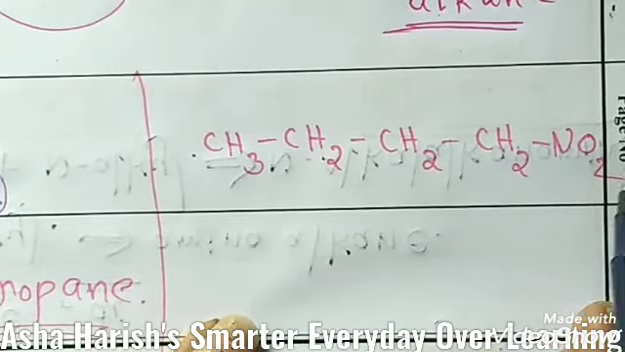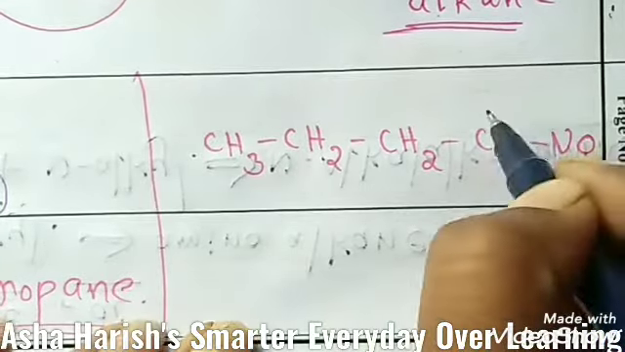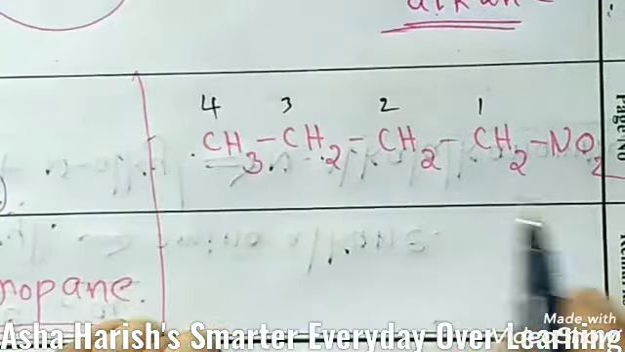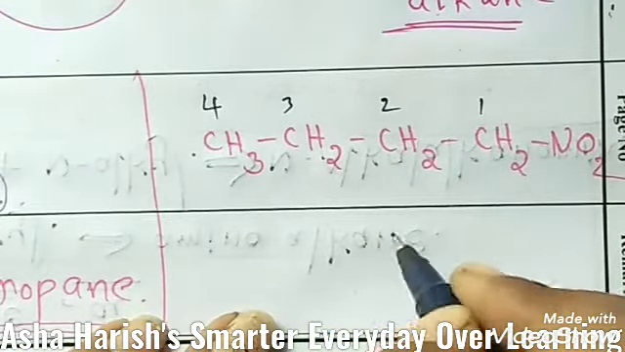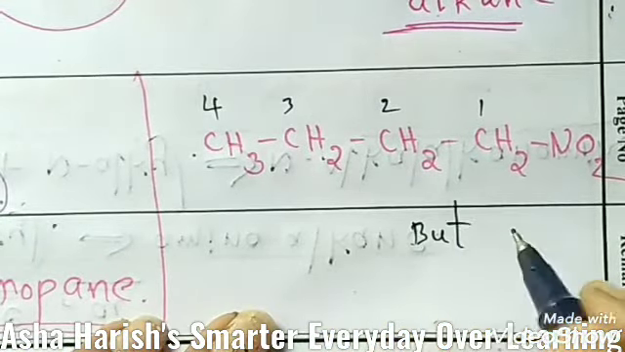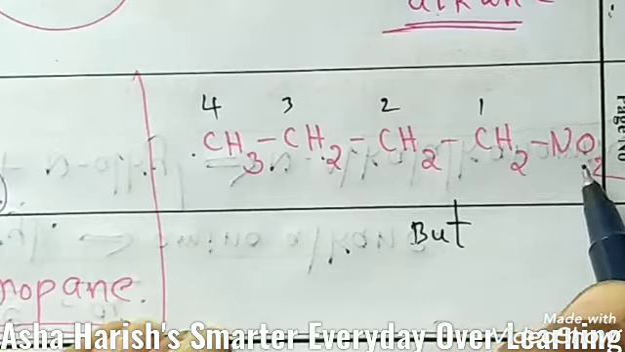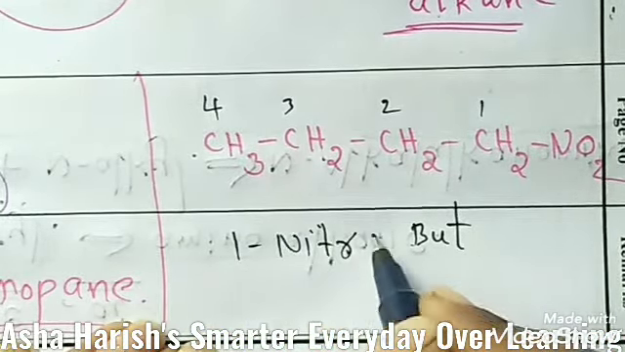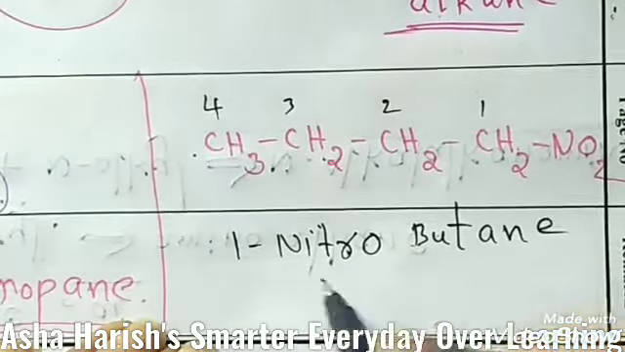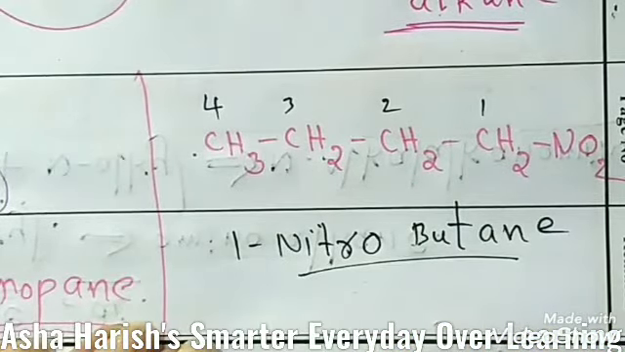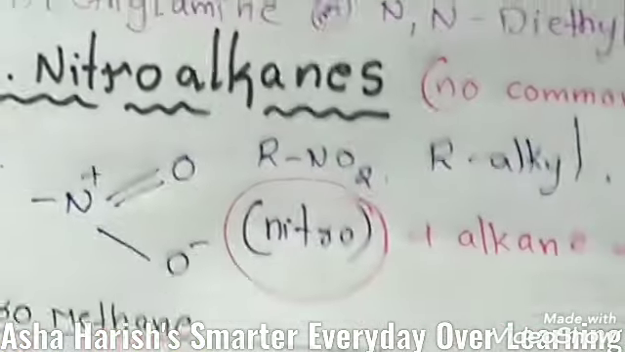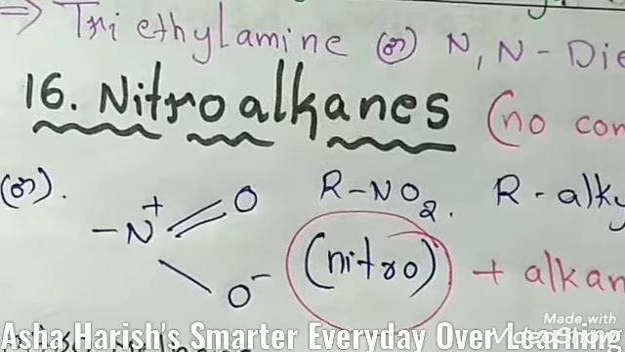In the example CH3CH2CH2CH2NO2, if you give the numbering to this carbon: first carbon, second, third, fourth, 4 carbons, so the root word is but. You know, but is the root word. At the first carbon the NO2 group is located, then students, 1-nitrobutane is the IUPAC name. Let's go for the next one, the 17th one. This was about the 16th one, nitroalkanes, very easy.